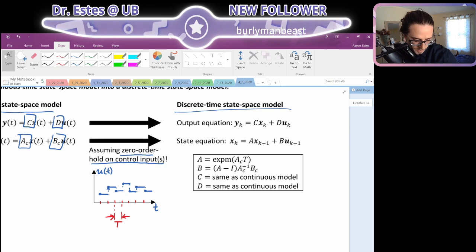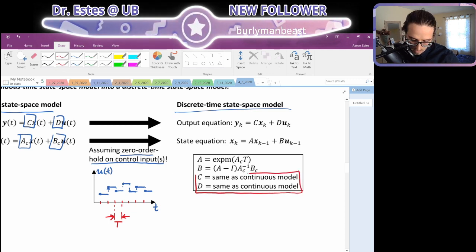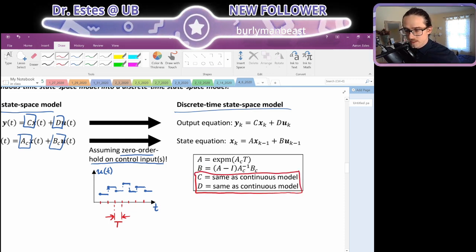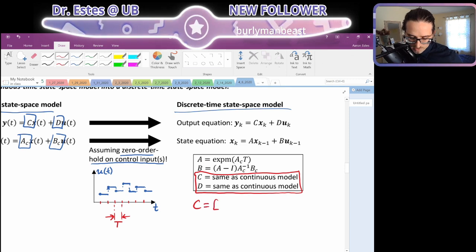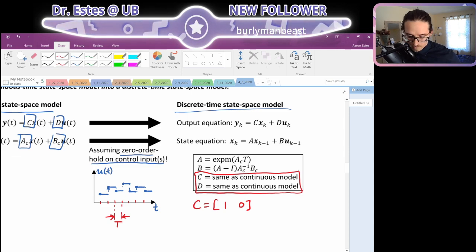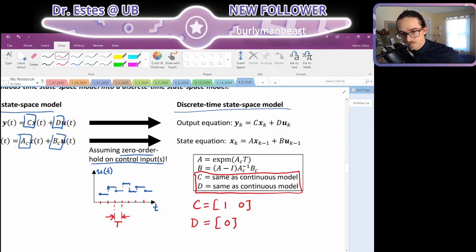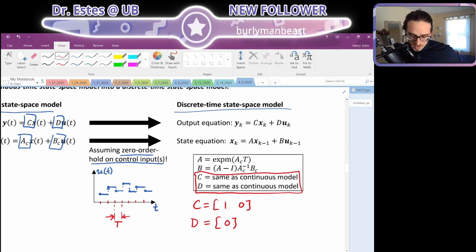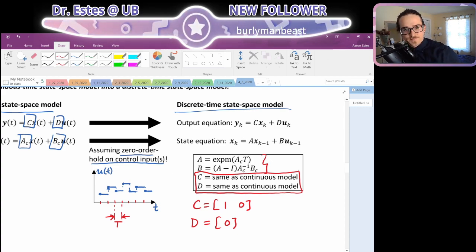So here's what you need to focus on. The C and the D matrices, if you go between continuous and discrete time, they don't change at all. They're the same. So like above, we said the C matrix was 1, 0. So it's going to be the same for the discrete time. The D matrix is also just going to be the scalar 0. What's going to change is your A and B matrices.